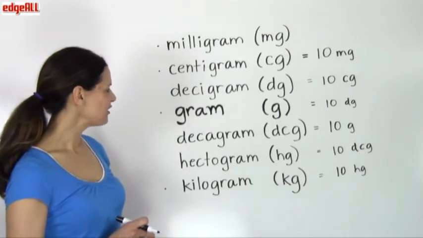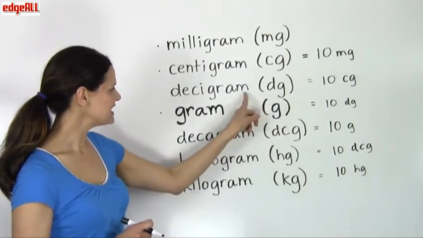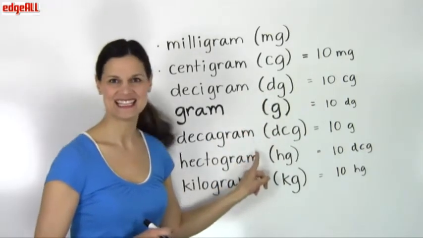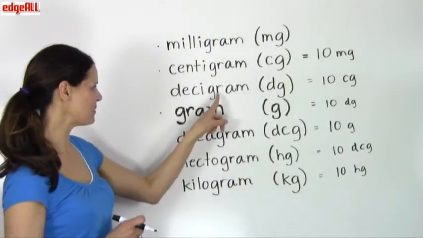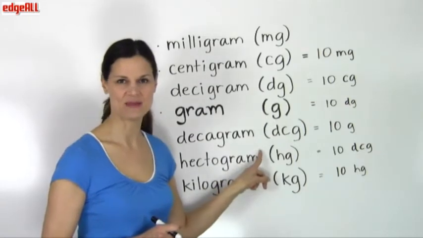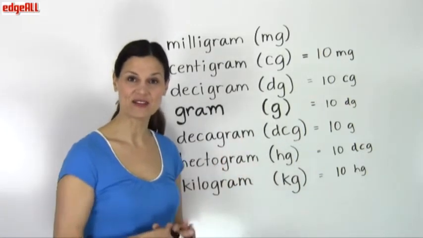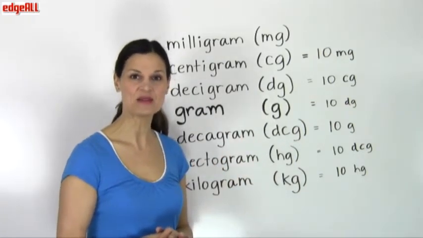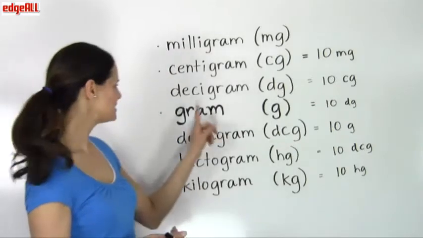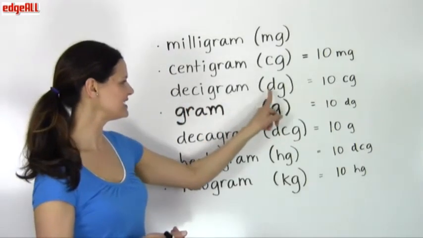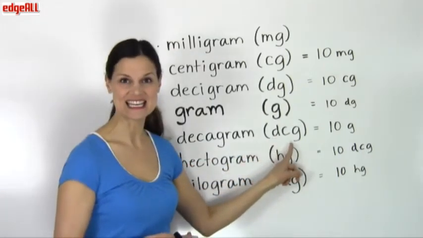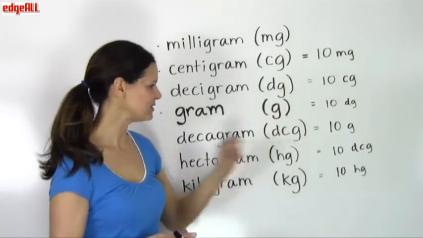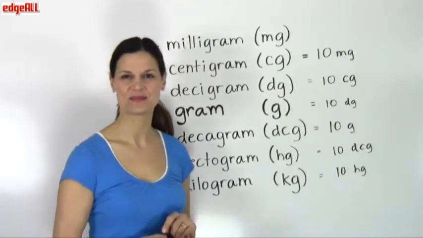You need to be careful between decigram and decagram. Since they both start with a D and they both have the word gram in them, there has to be a little difference between the two. They can't both be DG. So be careful. The decigram is DG and the decagram is the DCG. Sometimes those two can be confusing.